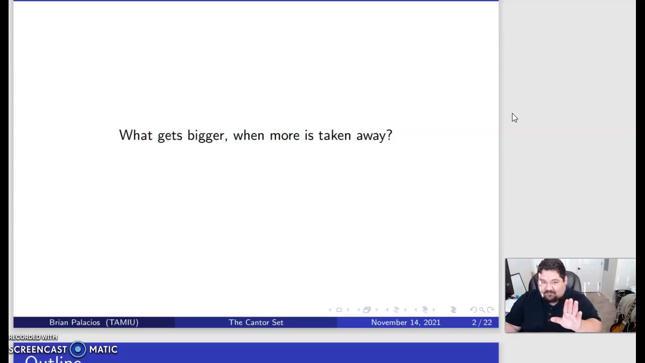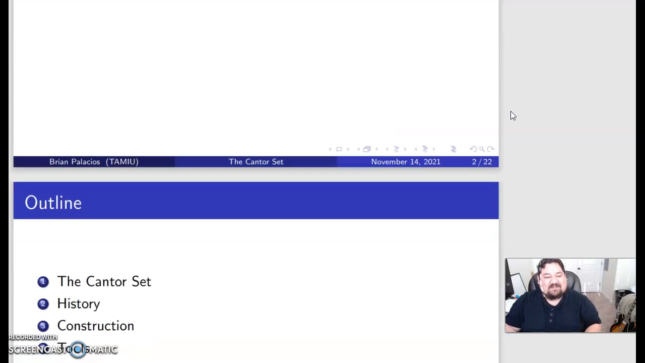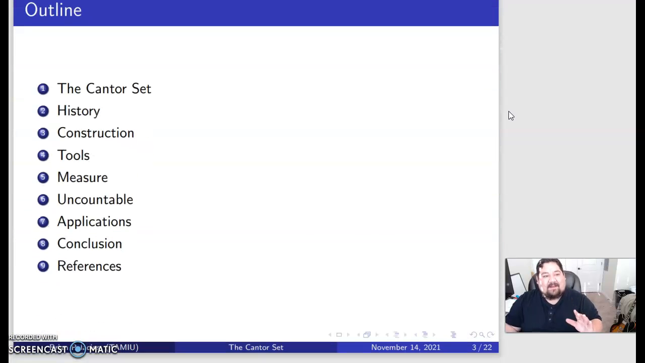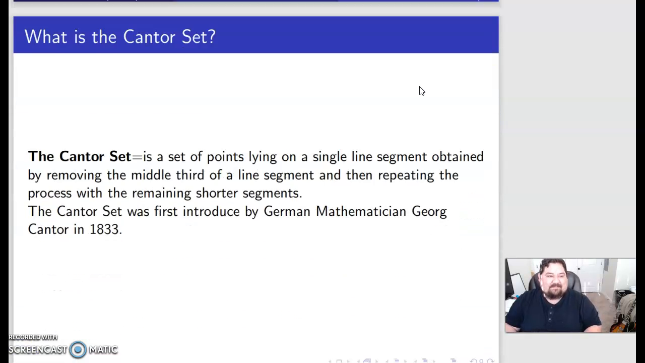Well, before we fill this hole and figure it out, let's get into my project. So here's my outline. We're gonna go over the Cantor set: the history, construction, the tools we're using to measure the lengths of it, basically how it's uncountable, some applications, and at the end my conclusion and references. I make sure to fill in every hole there, so it's very well explained for y'all. All right, let's begin.